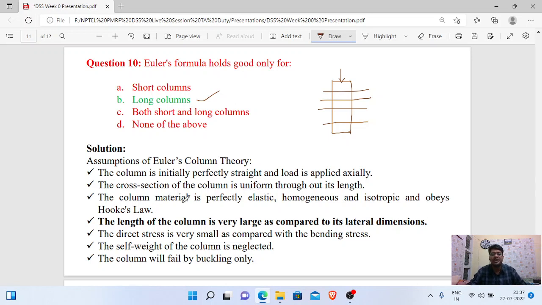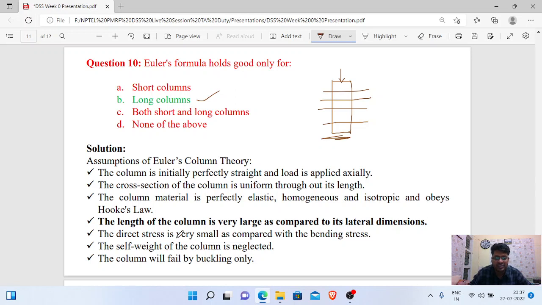Third, the column material is perfectly elastic, homogeneous and isotropic and obeys Hooke's law. Obeys Hooke's law means stress is directly proportional to strain, so we have to obey this. Fourth, the length of the column is very large as compared to its lateral dimensions, which means it is a long column. Its length is very large compared to its lateral dimension.